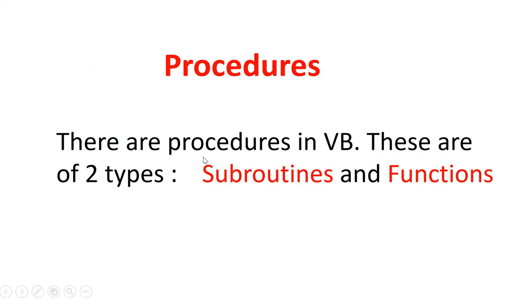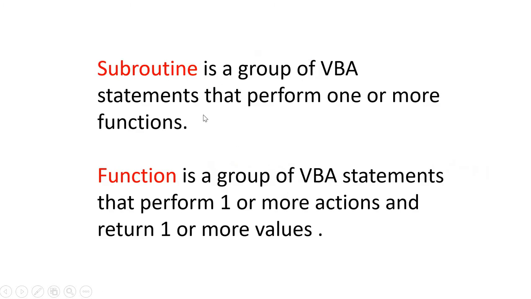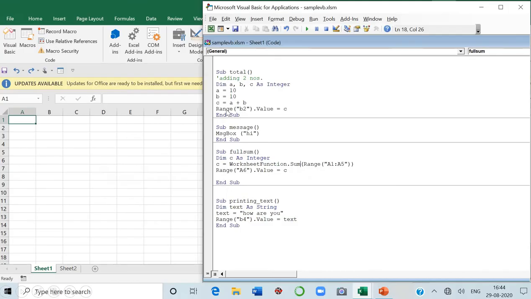Now, procedures will be used in VBA. What are procedures? There are two types of procedures in VBA. These are subroutines and functions. What is a subroutine? A subroutine is a group of VBA statements that perform one or more actions. And what is a function? It is a group of VBA statements that perform one or more actions and return one or more values.